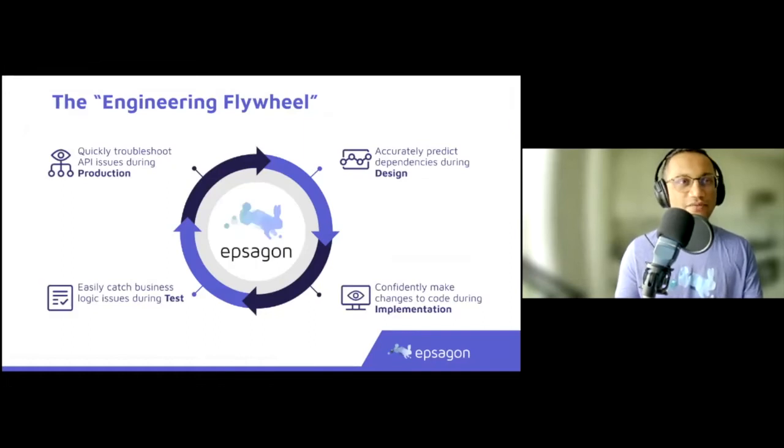At Epsagon, we believe that an observability solution can help you throughout your engineering lifecycle. With service maps, we saw that you can use an observability solution during the design and implementation phase. Whereas with trace data, you can use that data during the testing and production phase to troubleshoot your applications very quickly. So observability need not only come in the production phase, it can be a part of your entire development cycle.